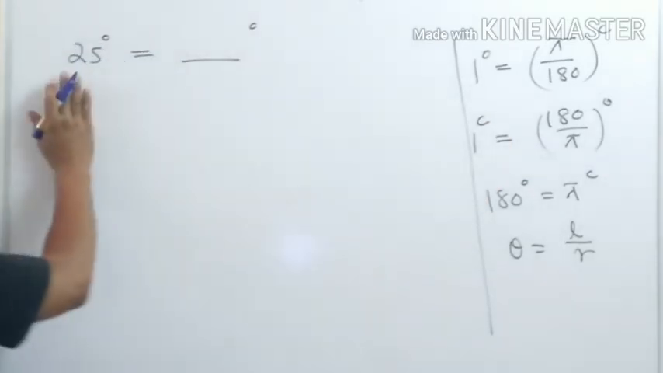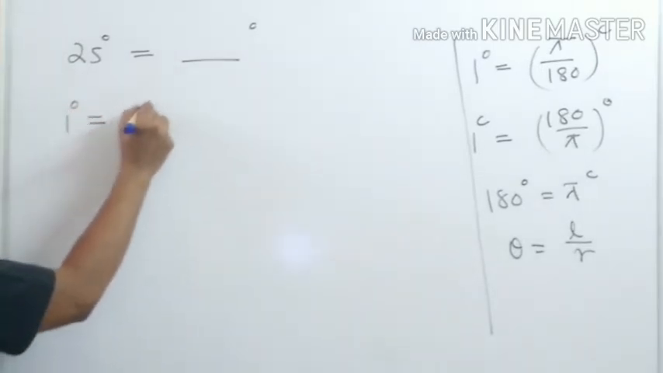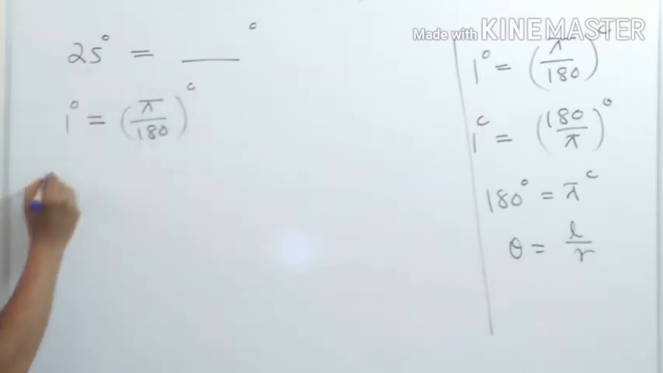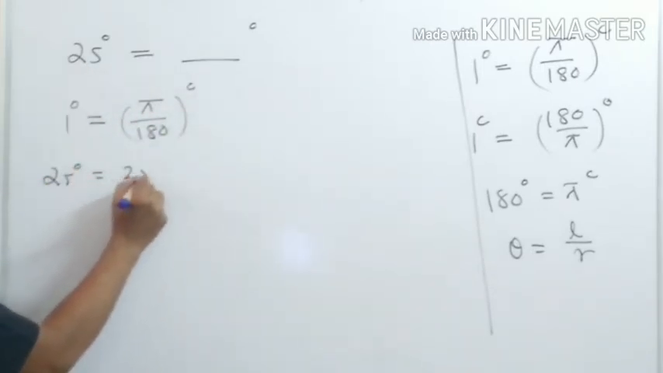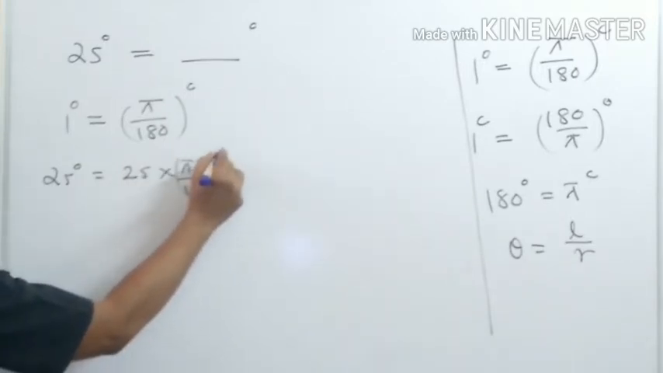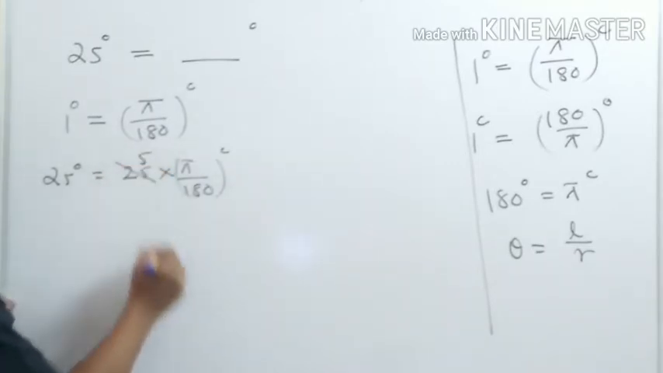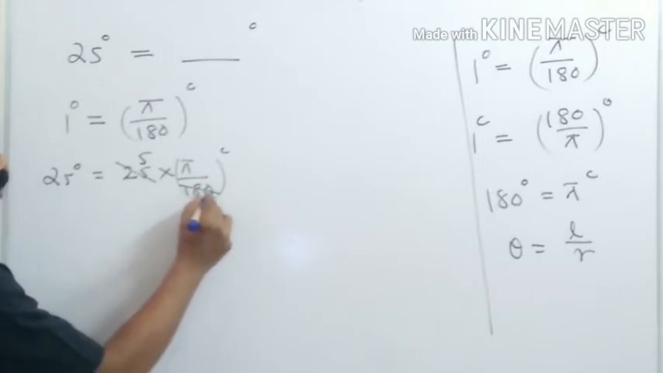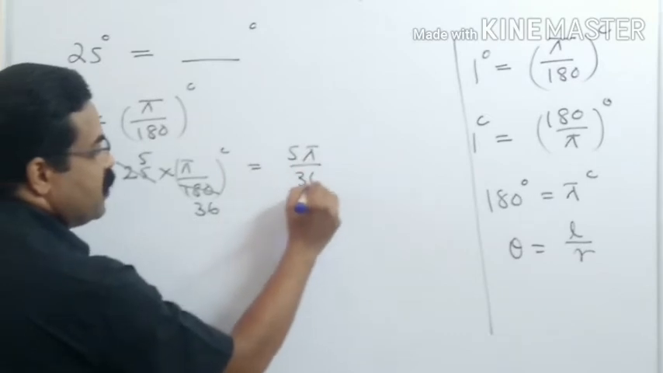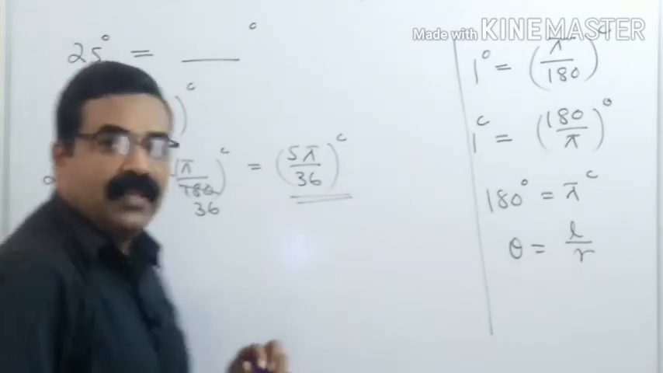So what is the question here? 25 degree. We have 1 degree is equal to pi by 180 radian. We want 25 degree, so 25 degree will be equal to 25 into pi by 180 radian. 25 and 5 we can cut: 5 five times in 25, and 5 thirty-six times in 180. So I can write 5 pi by 36 radians. So 25 degree is equal to 5 pi by 36 radians.